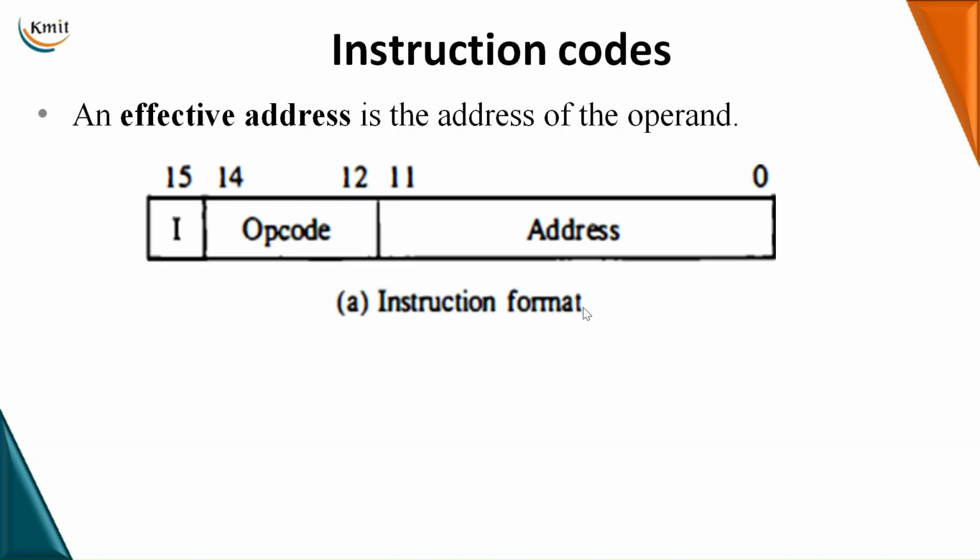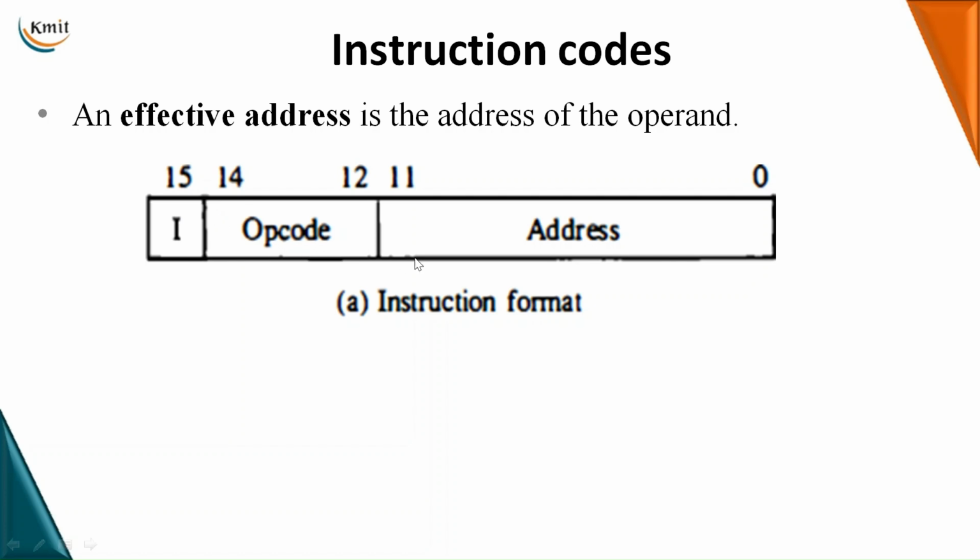Before seeing direct and indirect addressing, this is the format of your instruction code. It contains three parts: the mode bit, the opcode and the address part. Based on the mode bit I, which can be either 0 or 1, if it is 0, it means direct addressing. If it is 1, it means indirect addressing. I'll explain direct and indirect addressing in the next slide.